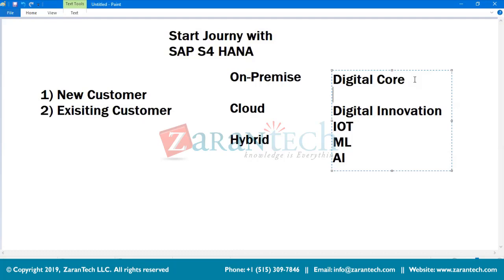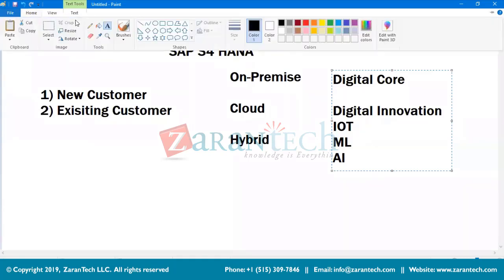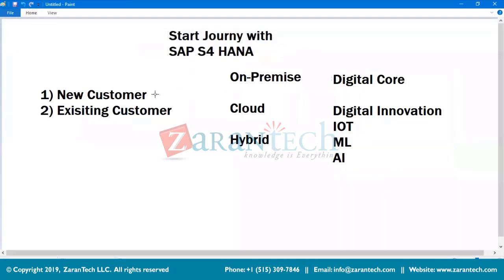Now we are going to give very much importance to all these three kinds of deployment: on-premise, cloud, and hybrid. Now, when I talk about a new customer, he is very new to the SAP world, so he can start his journey with SAP S4HANA on-premise, SAP S4HANA cloud, or SAP S4HANA hybrid.